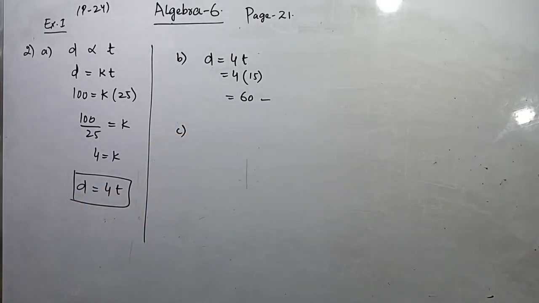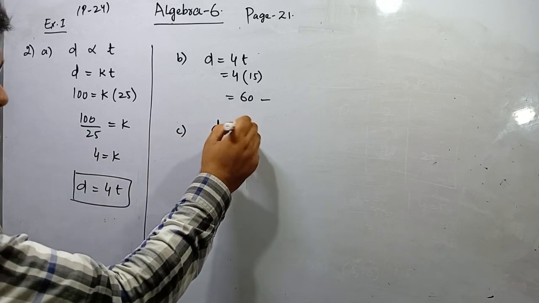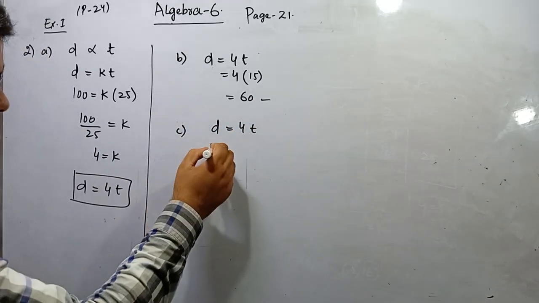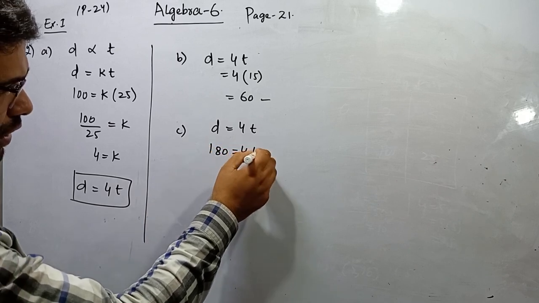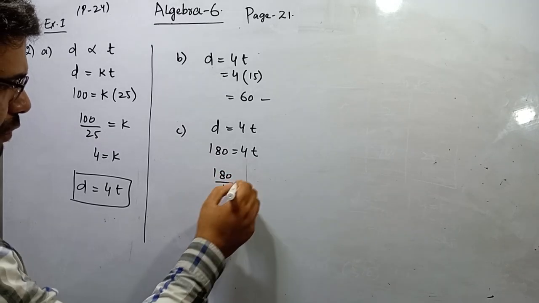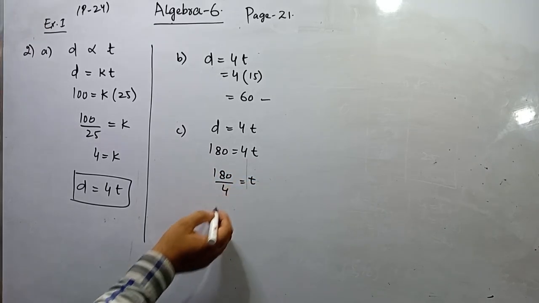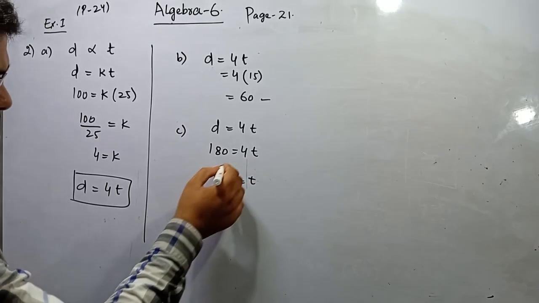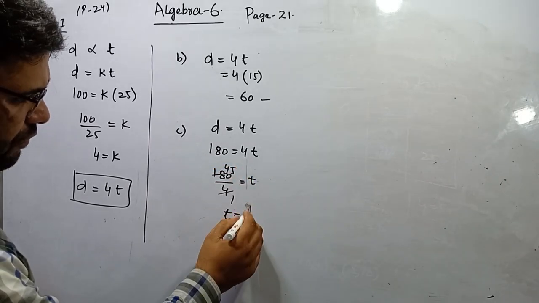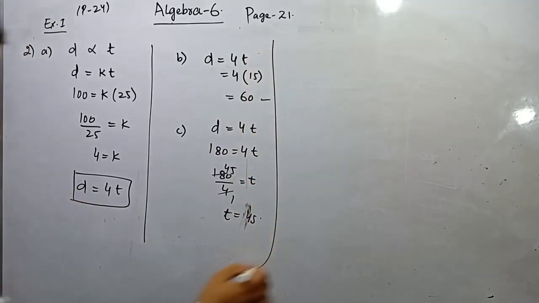Now third part, find the value of T when D is equal to, now D is given. We have formula D is equal to 4T and D is given, it is 180, equal to 4T. Now we will do the transposition. That's 180 divided by 4 is equal to T. Now we will do cancellation. 4 1s are 4, 4 4s are 16, 4 5s are 20. So T is equal to 45. This is the answer of the question.